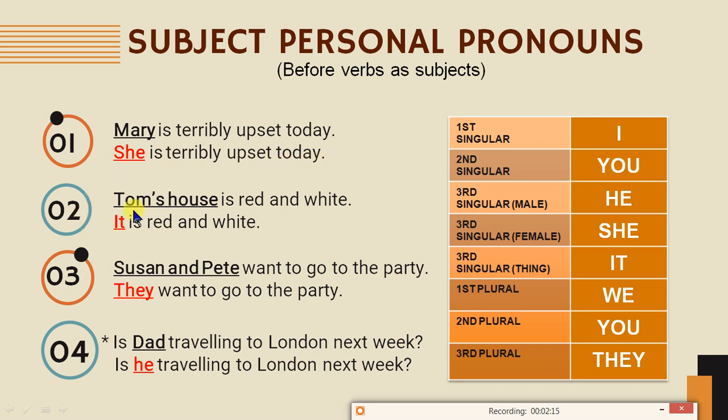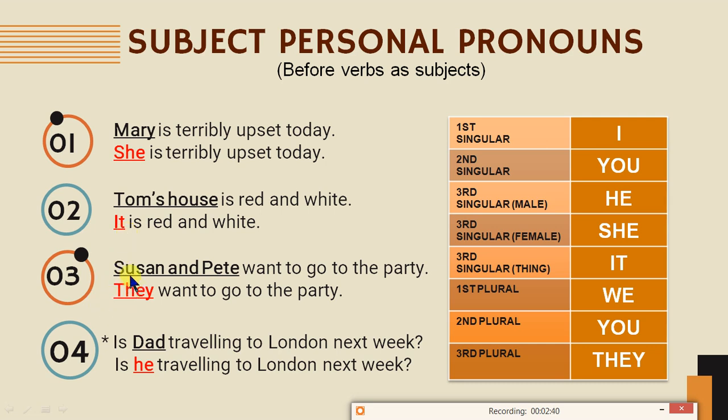Next example, Tom's house is red and white. So the color of Tom's house is red and white. But you are able to see again, Tom's house. House is a non-living thing. So what will we use? It. It is red and white. It means on behalf of Tom's house we are able to use it.